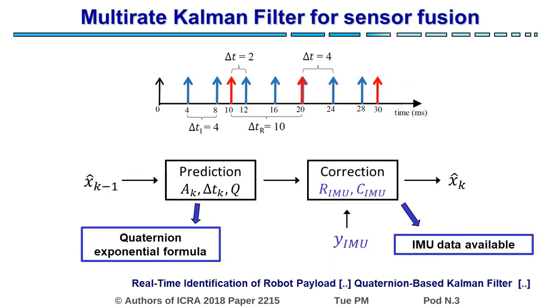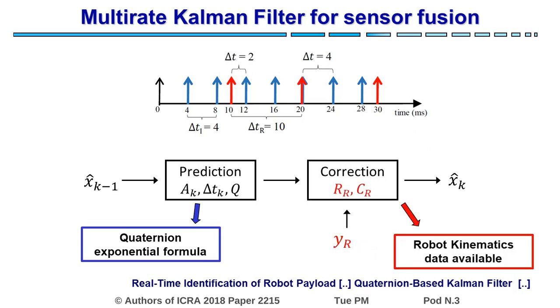The multirate Kalman filter for sensor fusion has a common prediction model based on the Quaternion exponential formula and a correction model that depends on the data available at a given time step. There are three cases, one in which only the data from the inertial measurement unit are available, one in which only robot kinematics data are available, and one in which both data are available.